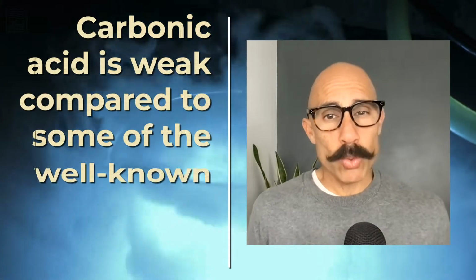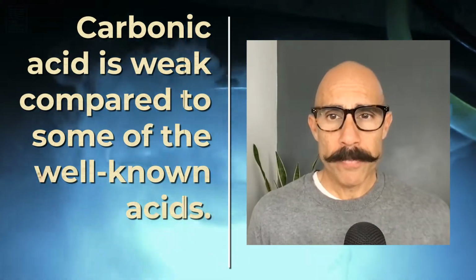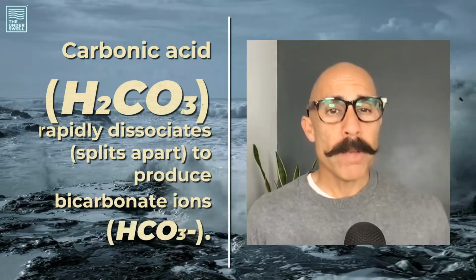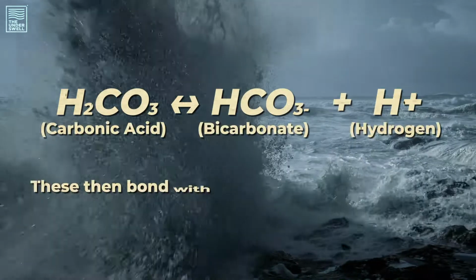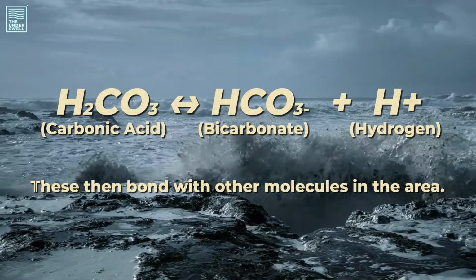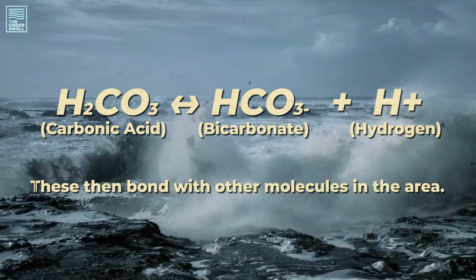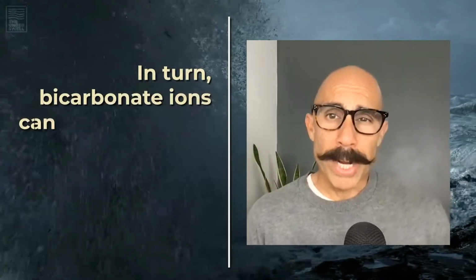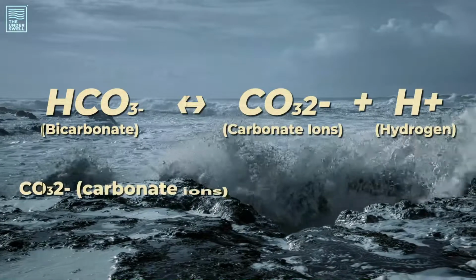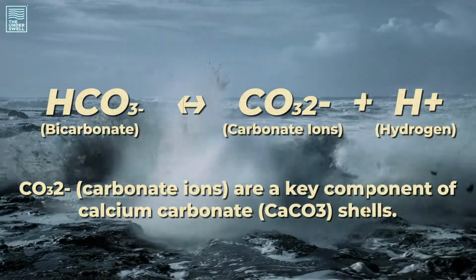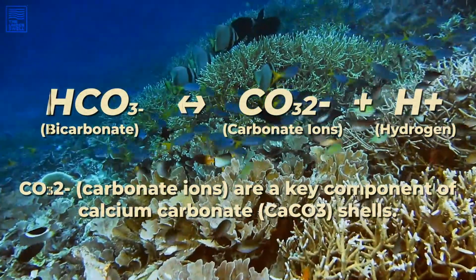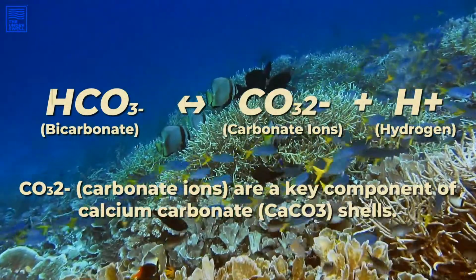Carbonic acid is weak compared to some of the well-known acids. It rapidly dissociates, or splits apart, to produce bicarbonate ions. When that carbonic acid splits into bicarbonate and hydrogen, two different things, those hydrogen ions bond with other molecules in the area. In turn, bicarbonate ions can also dissociate into carbonate ions. Now, carbonate ions are a key component of calcium carbonate. We need calcium carbonate to make shells for all of the shell makers in the oceans: corals, mollusks, anything that requires a shell around it or has a shell base.